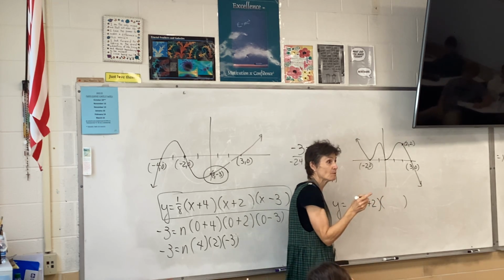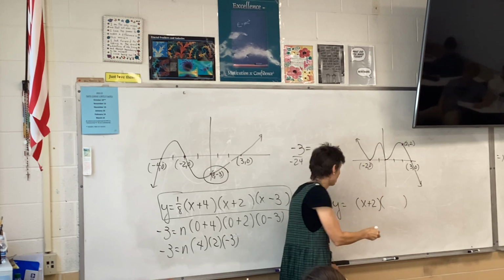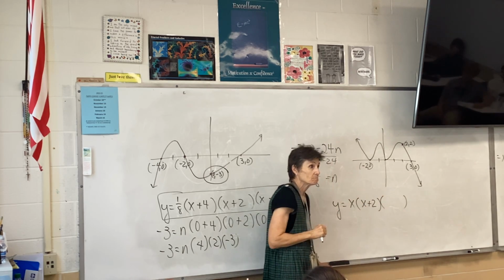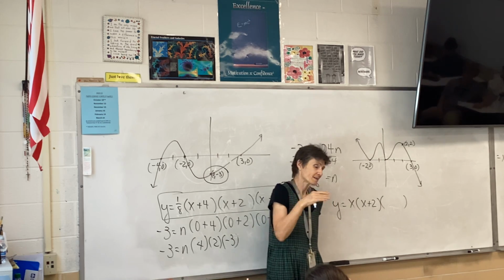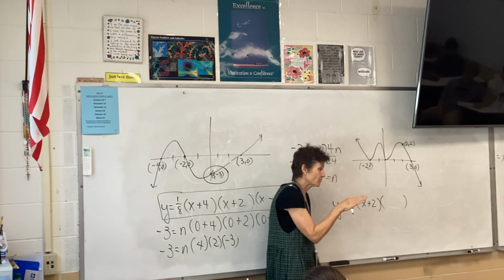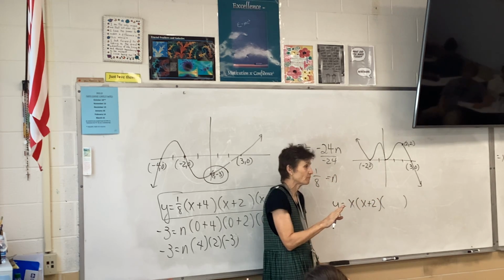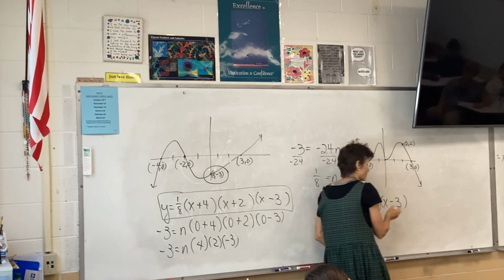X plus 0, which if you want, you can put x plus 0, or you can just put plain x. If you are at 0, it's x plus 0 or x minus 0, it doesn't matter. Or you can just put plain x, whatever works for you. It makes no difference at all. And then the other one is x minus 3.